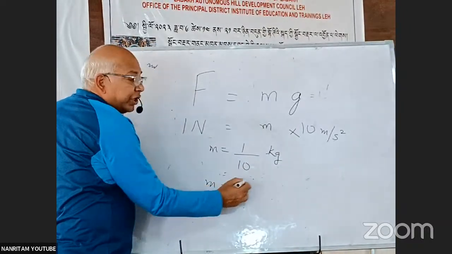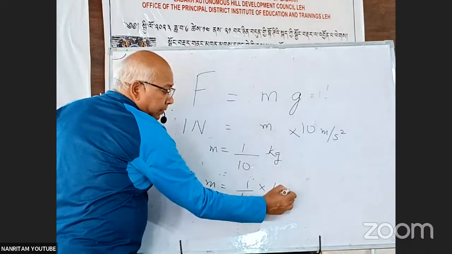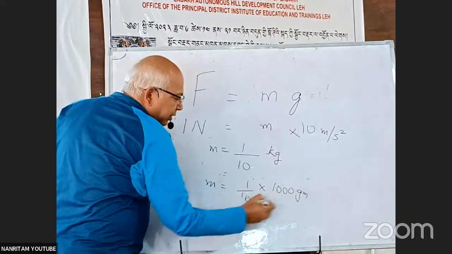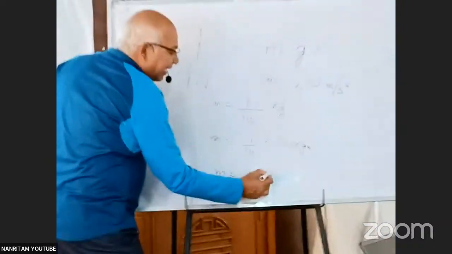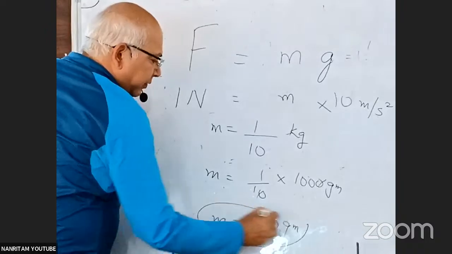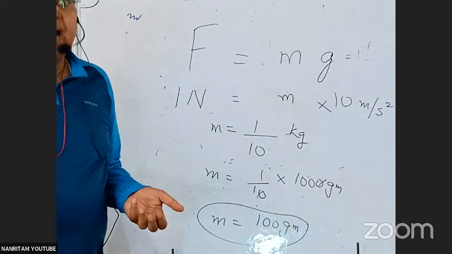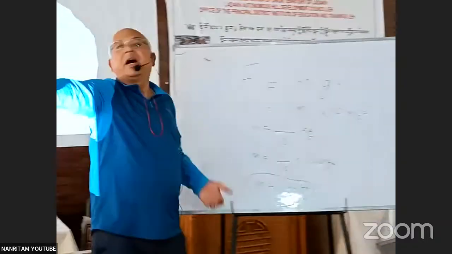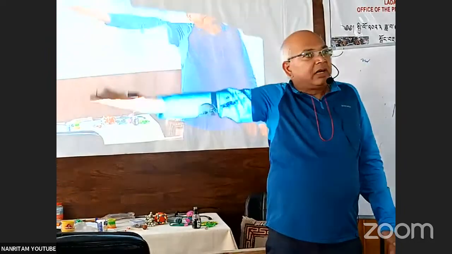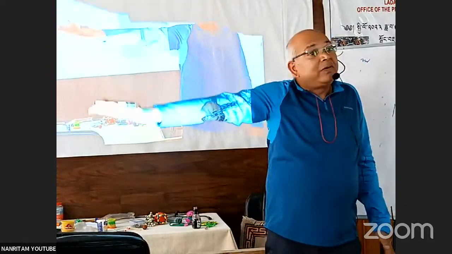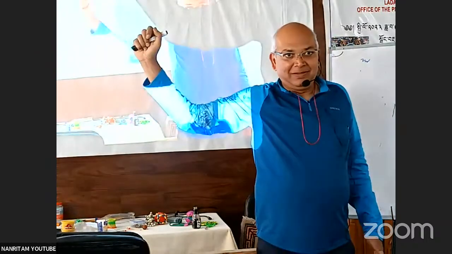So mass कितना होना चाहिए? 1 by 10 kg में कितने ग्राम्स होते हैं? 1000 grams. तो 100 ग्राम. So if a mass is equal to 100 grams, means अगर मैं 100 ग्राम मास का कोई बॉडी ले लूं, उसको अपने हाथ में ऐसे उठा लूं, hold it in my hand, then my hand will feel a downward force. That downward force will be equal to 1 Newton.